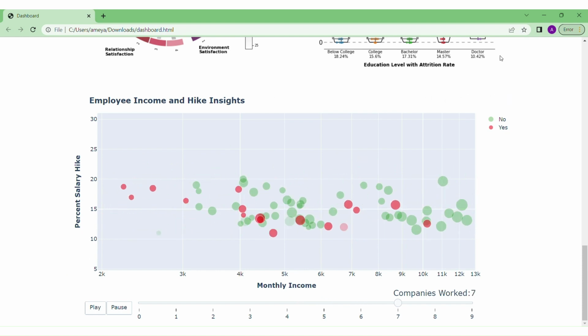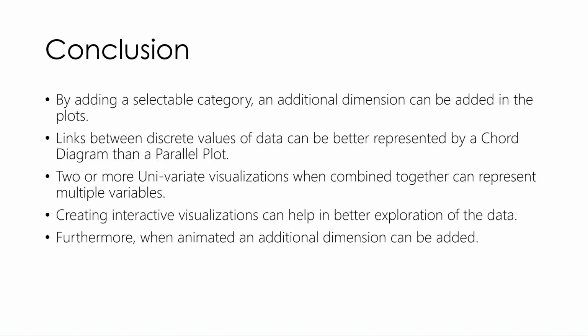These were the insights, and talking about the conclusion of all the visualizations. So by adding a selectable category, an additional dimension can also be added in the plots. Link between discrete values can better be represented using a chord diagram instead of a parallel plot. And by combining two or more univariate visualizations, multiple variables can be represented instead of a single one. Interactive visualizations can help in better exploration of the data. Furthermore, when animated, an additional dimension can also be added.